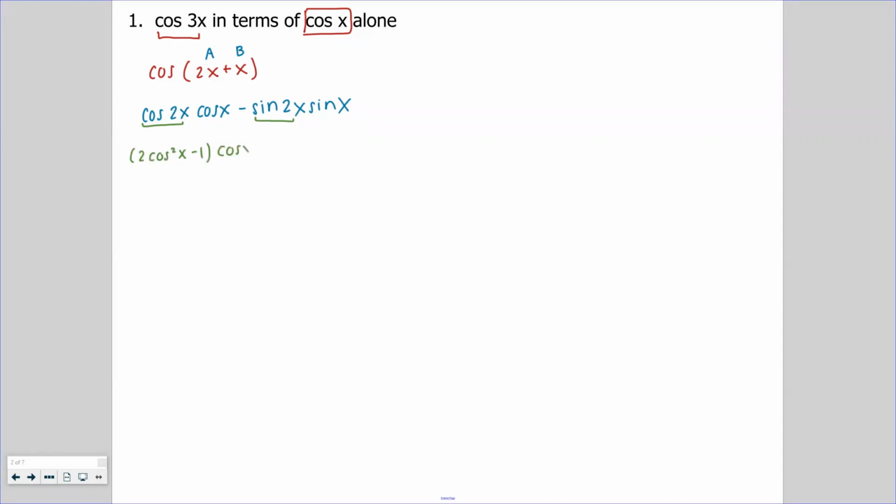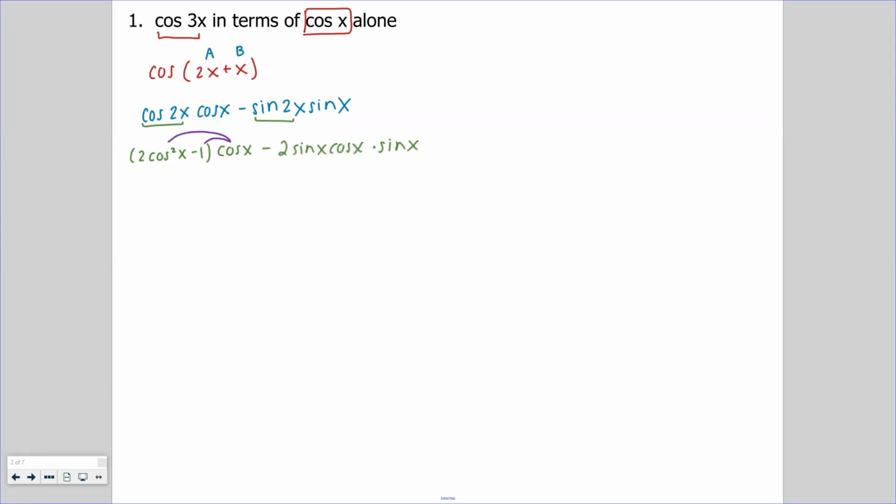We are still multiplying that by the cosine of x, so we can't forget that. And then the sine of 2x, there's only one expansion for that. That's 2 sine x cosine x. And we're still multiplying that by that sine x.